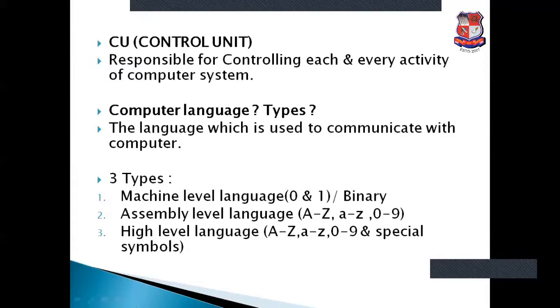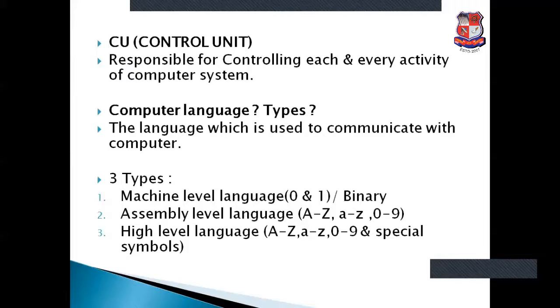Next, second is assembly level language. Assembly level language allows the user to insert data in the form of capital A to Z, small a to z, and 0 to 9. So the user can insert all alphabetical form instructions and numerical form instructions. Okay, third and the most important language is high level language.